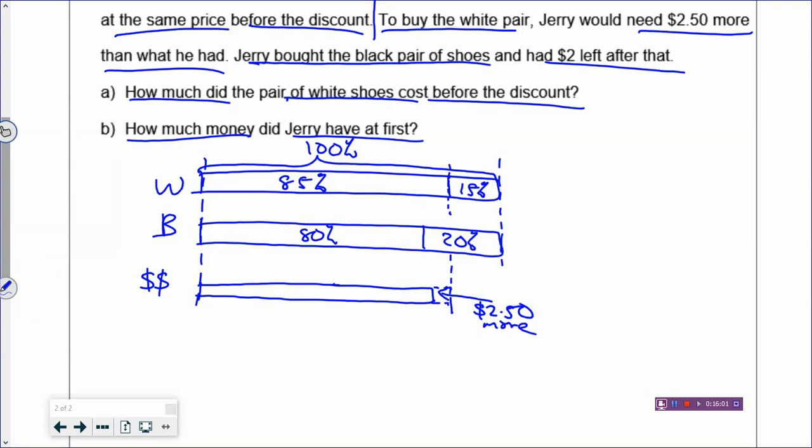Okay, and then what happens? With that money, he can buy the white pair of shoes. So did he buy the white pair of shoes? No, he didn't. He bought the black pair of shoes and had $2 left after that. So it means that he actually went to buy the black pair of shoes. You can see that this is the money that he has to buy the black pair of shoes, and there's this leftover box, that is your $2 left.